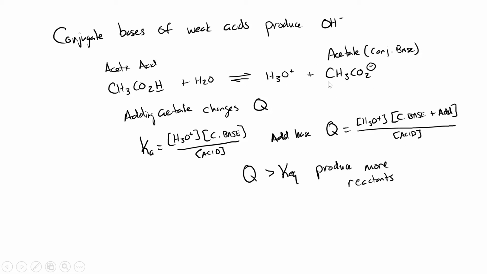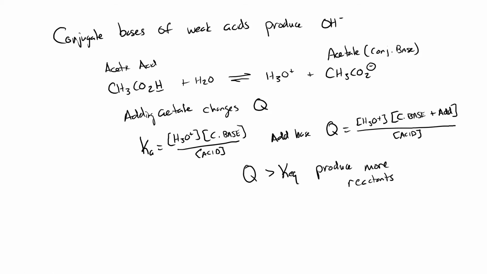The way we do this is the acetate makes OH minus, and the OH minus reacts with H3O plus and becomes H2O. So these two things react with each other, we make more H2O, and the consequence for acetate is that it becomes its conjugate acid, which is acetic acid.